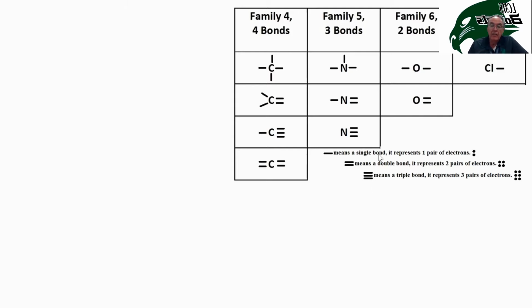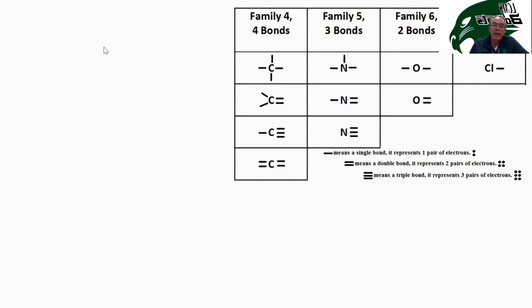Okay, and then each line represents a pair of electrons, one from one atom and one from another. When they're sharing, each one puts in. So that's what sharing is. I share an electron with you and you share an electron with me. And family 4 can share 4 single bonds, 2 single bonds and a double, 1 single bond and a triple, or 2 double bonds. This is the only way the elements can really bond.